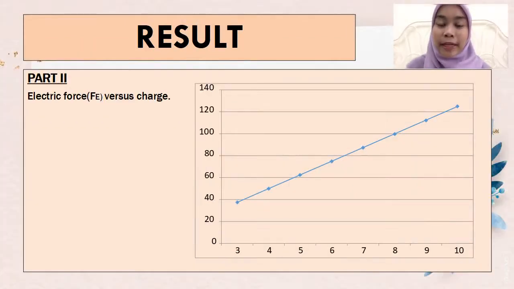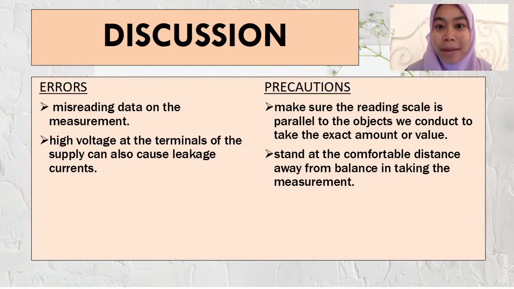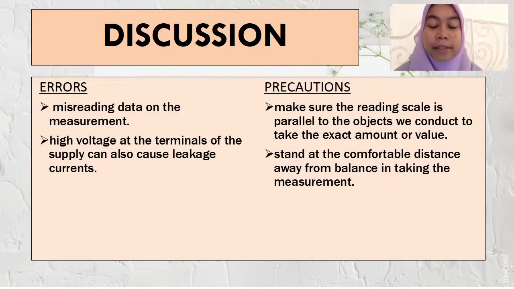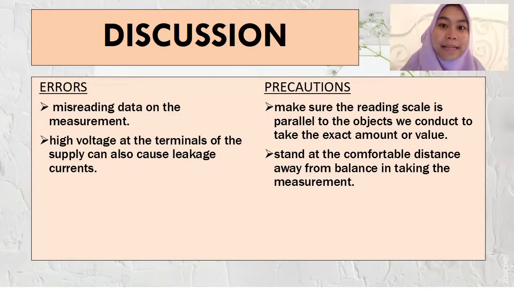Proceeding to part 2, electric force versus charge. This graph shows that if the charges are increased, then the electric force will also be increased. Here we discuss some errors that may occur if this is a face-to-face experiment. Firstly, misreading data on the measurement as the objects on the charges are not parallel to the reading scale, and secondly, high voltage at the terminals of the supply can also cause leakage current.